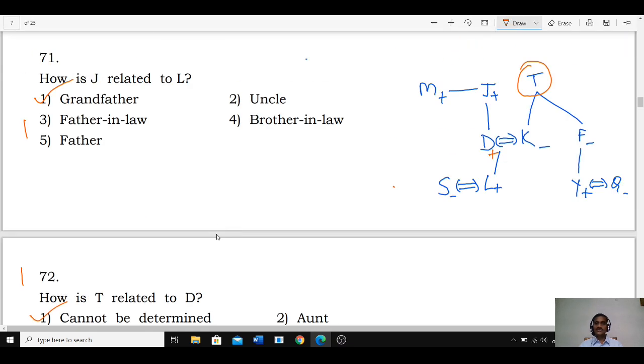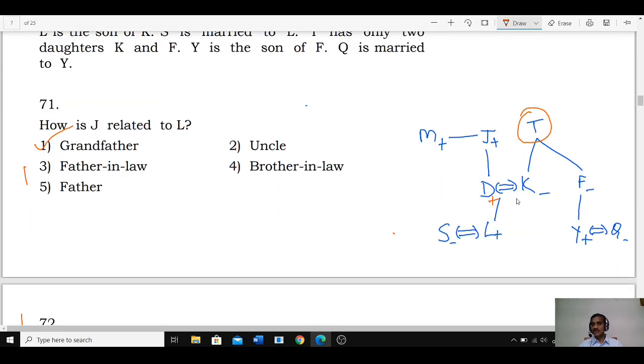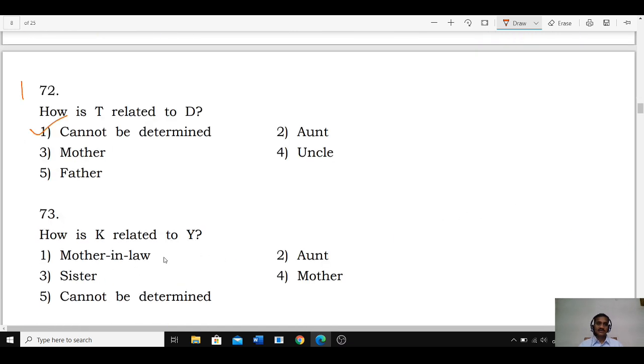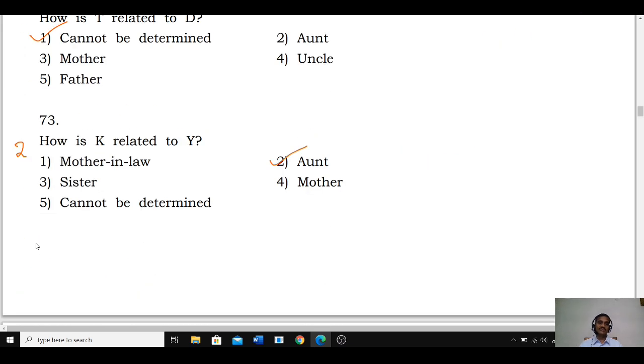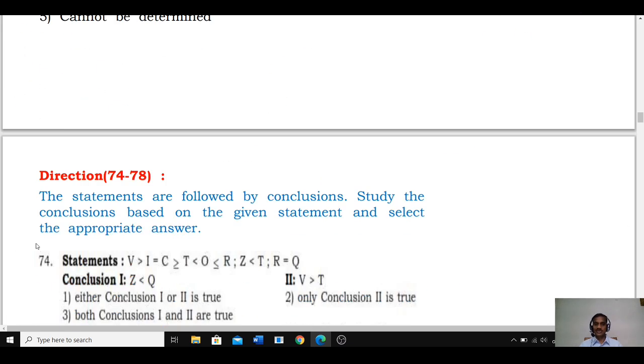Then 73. How is K related to Y? K to Y is Y's mother's sister. Mother's sister is an aunt. Aunt, that is given in choice 2. Hence question number 73, choice 2 is the answer. Now this is about 71 to 73. These 3 are based on blood relations.